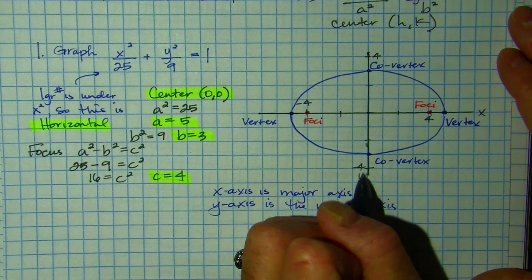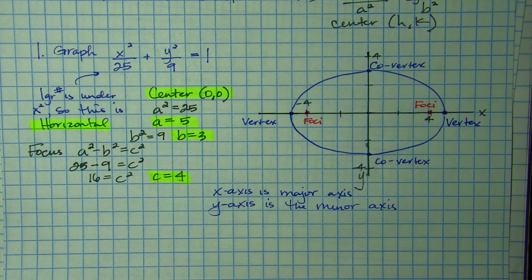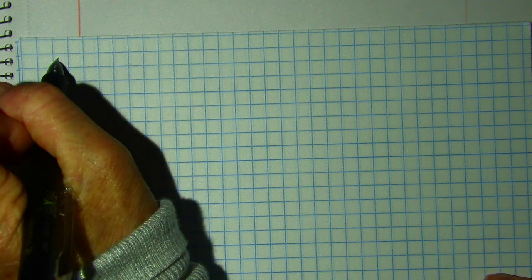All right, so we're going to do 2 more like that so you have a better feel for ellipses. So we'll do 2 more. And we're going to make it a little bit more complex, not a lot. So we're going to write in standard form and graph.